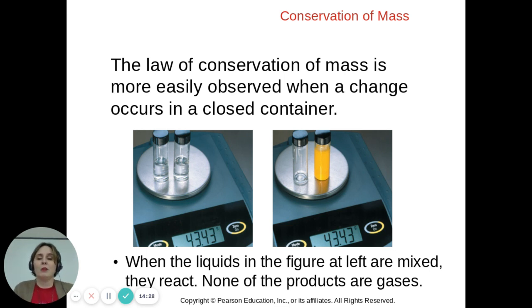So remember LOCOM, law of conservation of mass. You can't create mass. You can't destroy it. You can only shuffle it.